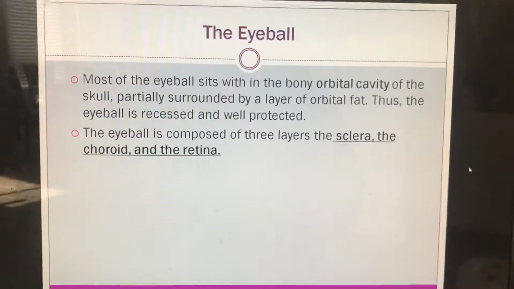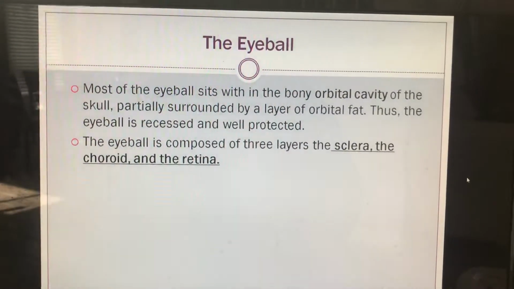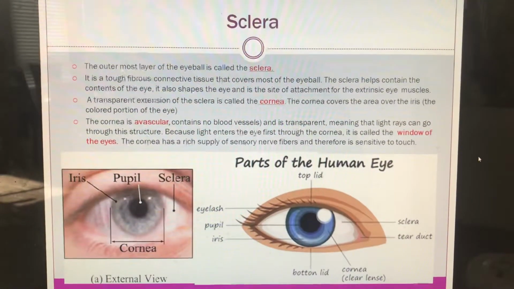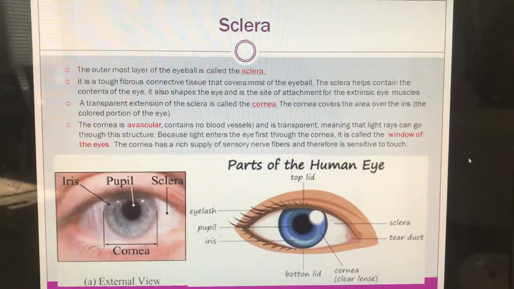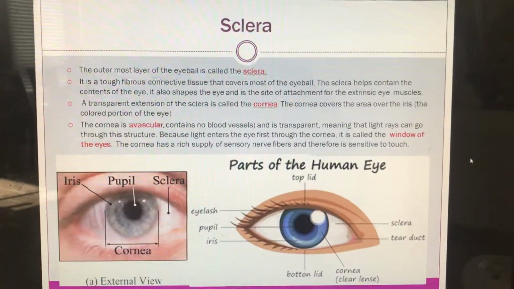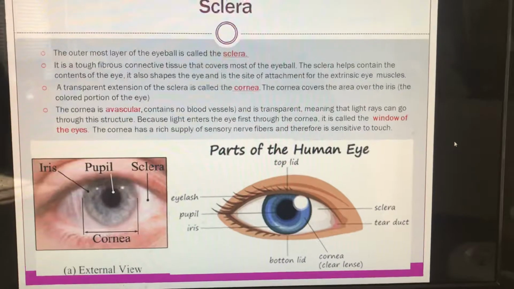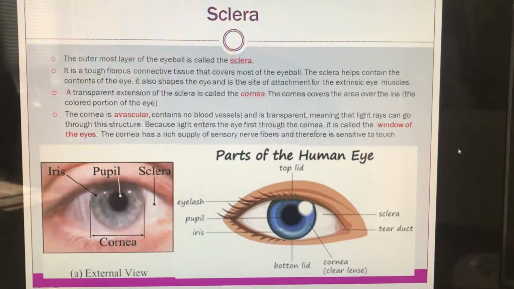And it's composed of 3 layers: the sclera, the choroid, and the retina. So the sclera is the outermost layer of the eyeball. It is a tough, fibrous connective tissue that covers most of the eyeball. So the sclera helps contain the contents of the eye, and it also shapes the eye and is the site of attachment for the extrinsic eye muscles.